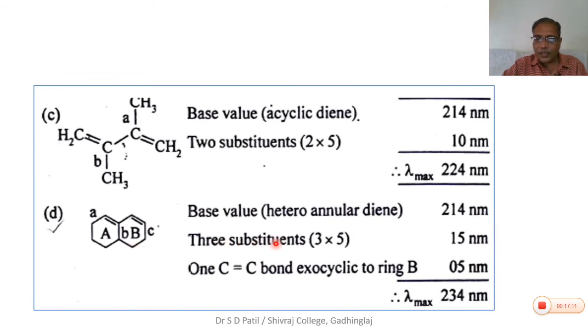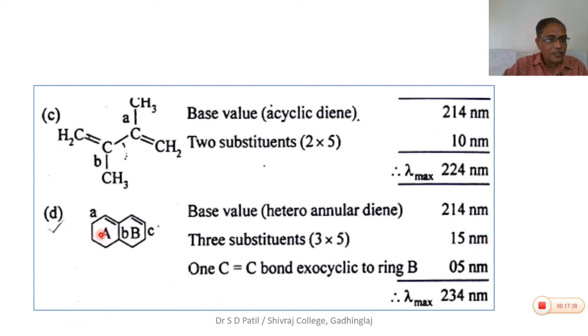Then there are three alkyl substituents. These alkyl substituents are substituent A to the first carbon, substituent B to the second carbon, substituent C to the fourth carbon. Okay, so three alkyl substituents. Actually these are ring residues. These are present in the ring. So three alkyl substituents, 3 into 5, that is an increment of 15 nanometers.